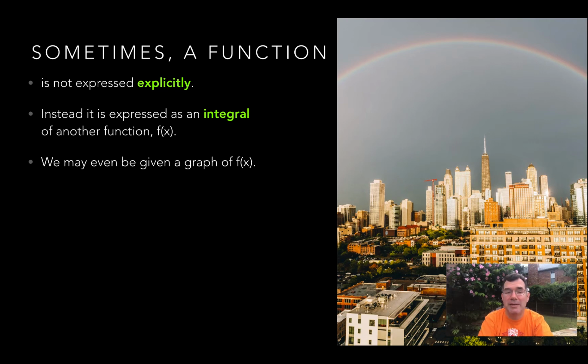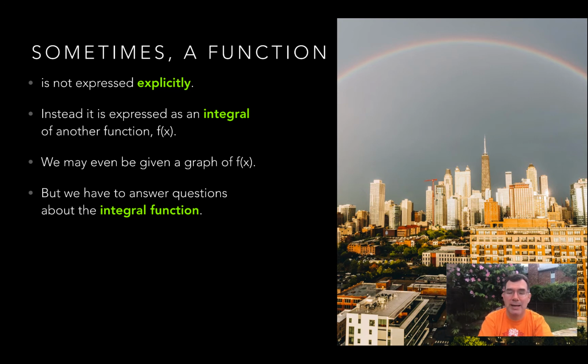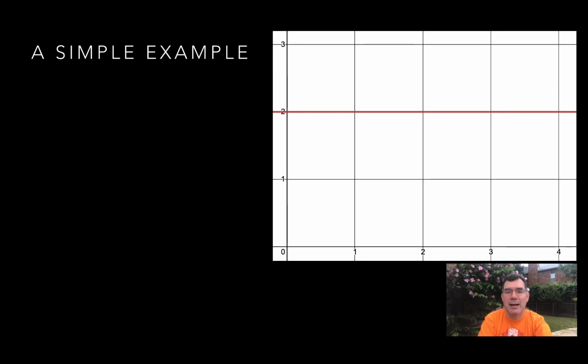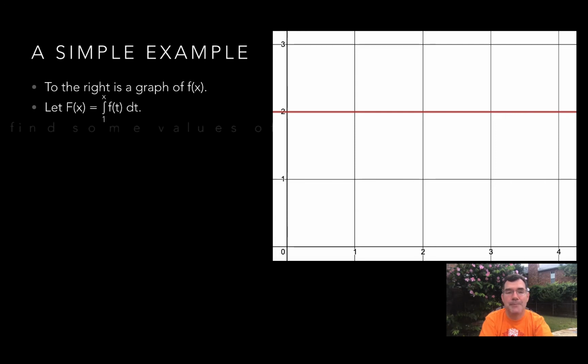We may be given f of x in the form of a graph. And we still need to be able to answer questions about the integral function that little f of x is inside of. So let's look at an example. This is the graph of little f of x equals 2. And I need to know some things about capital F of x. Capital F of x is defined as the area under that curve from 1 to some other unspecified number that I plug in as an x.